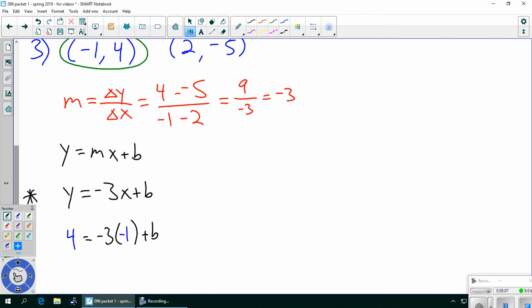But the m is still negative 3, that's copied. The b is still b, that's copied. And here's an easy equation for us to solve for b. 4 equals 3 plus b. Subtract 3 from both sides, b equals 1.